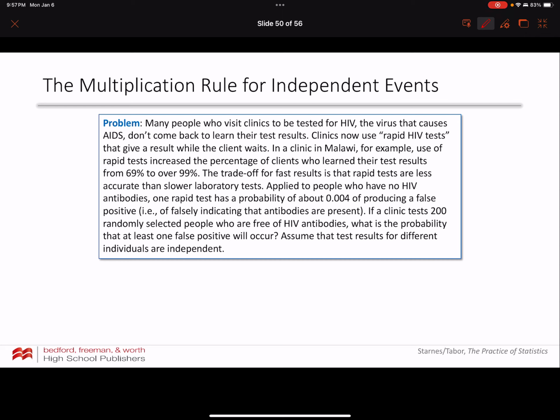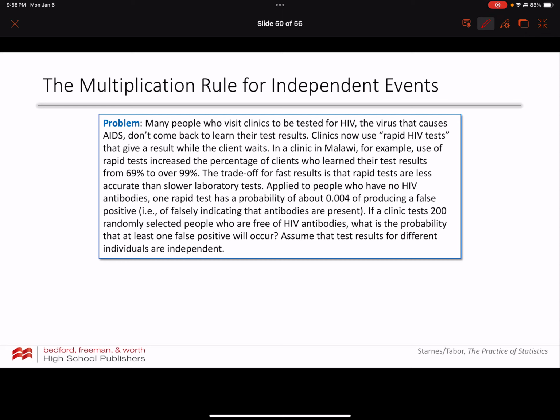So an interesting one. Many people who visit clinics to be tested for HIV, the virus that causes AIDS, don't come back to learn their test results. Clinics now use rapid HIV tests that give a result while the client waits. So same thing with rapid COVID tests, rapid flu tests, rapid strep tests. If you've ever had one of these tests, if you've been sick, you probably know that they do the rapid test and then they also send away for the test that takes a couple days to come back. And that's because of what we're about to read, ready?